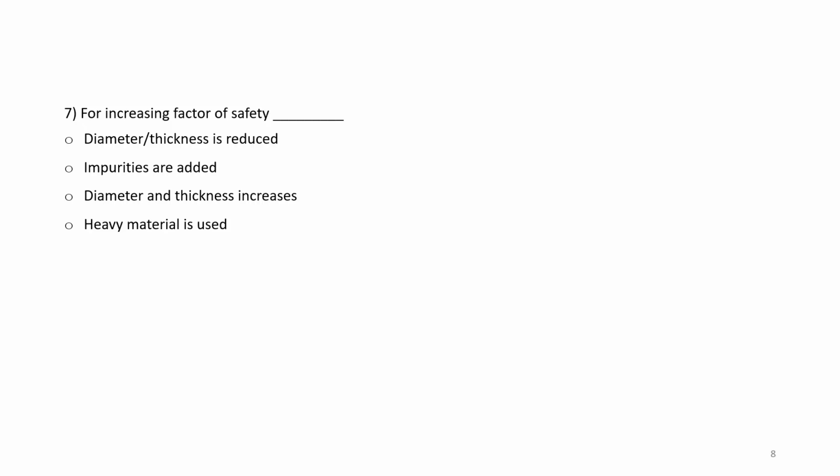The seventh question is for increasing factor of safety, blank. So if you want to increase the factor of safety of a certain appliance or some machinery, what can be done? Your options are: diameter or thickness is reduced, impurities are added. If you're adding some impurities, it's more likely to fail earlier. Sometimes impurities can act as inclusions, so these will initiate cracks rather than providing higher strength.